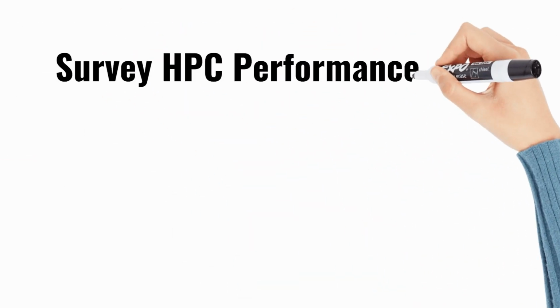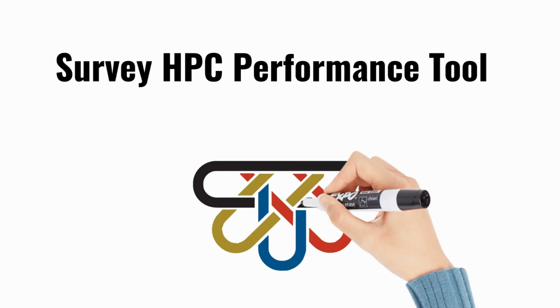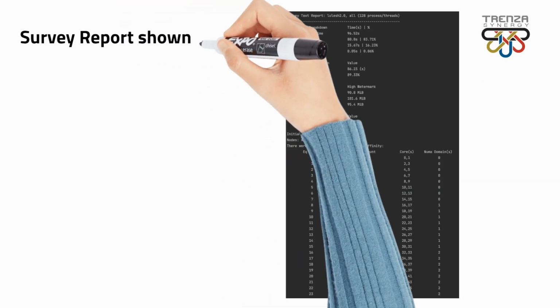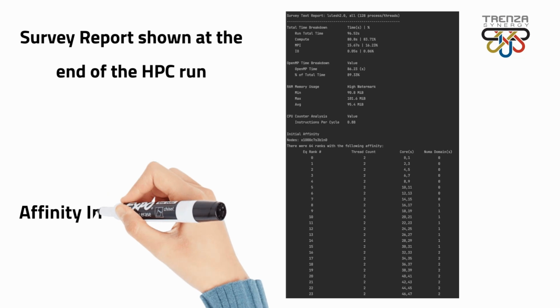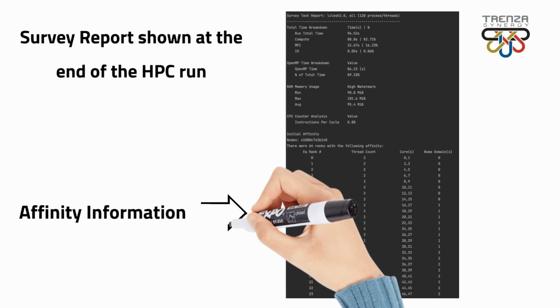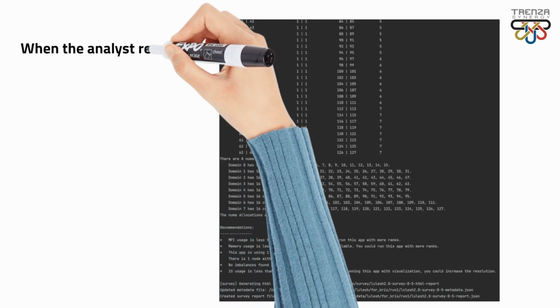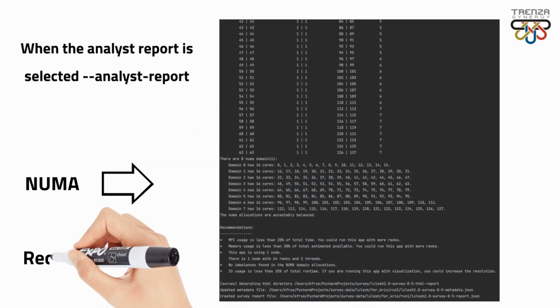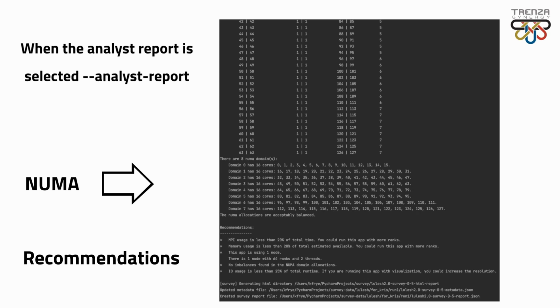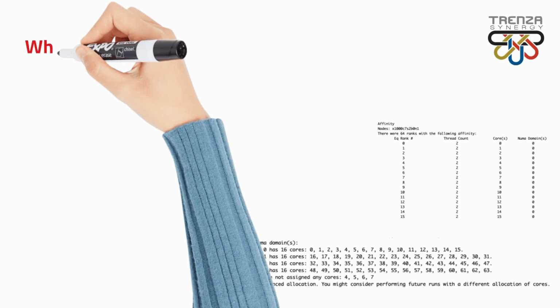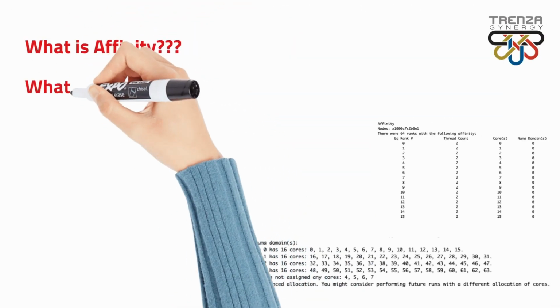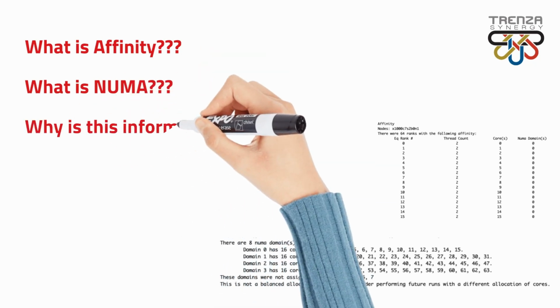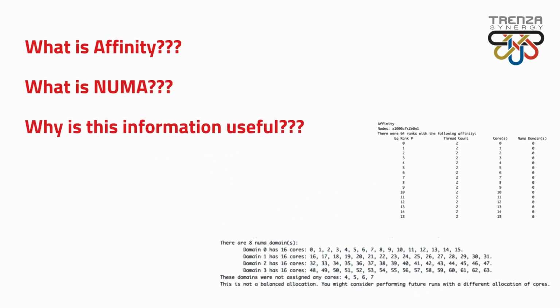Survey is an HPC performance tool from all of us at Trends of Synergy. In the Survey report at the end of the run, Survey provides the affinity information collected at the beginning and at the end of the run. When the analyst report is selected, the NUMA domain information is also included, as well as some recommendations on the balancing of the MPI ranks and threads within the NUMA domain. This video is going to give a brief explanation of what affinity is and why the affinity and NUMA information included in the survey data can help you improve the performance of your HPC runs.